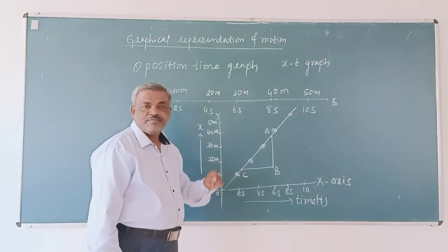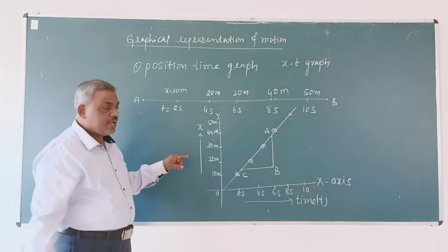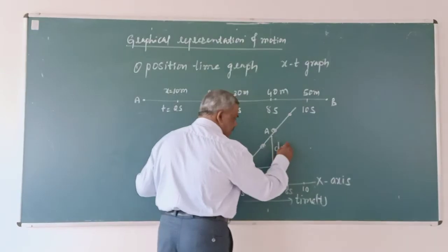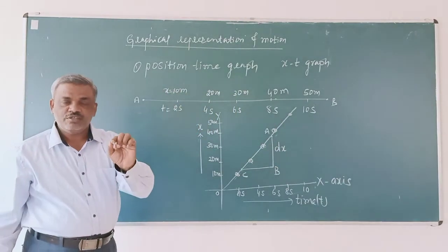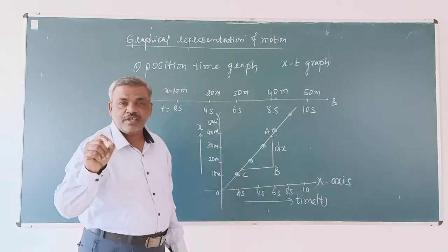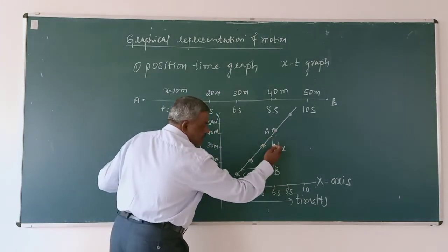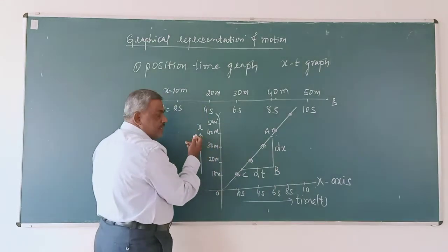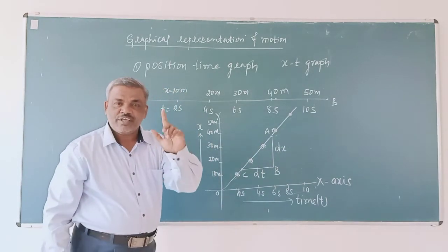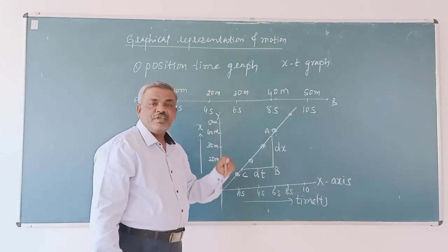So A, B, C. Here A, B, which axis? Y-axis. Y-axis is taken for position. The change in position, the symbol is dx. The change in position of the body is taken for time, so dt. Here AB, the y-axis taken for position, so dx is the change in position. The change in position takes place in a small interval of time, so dt, so CB equals dt.